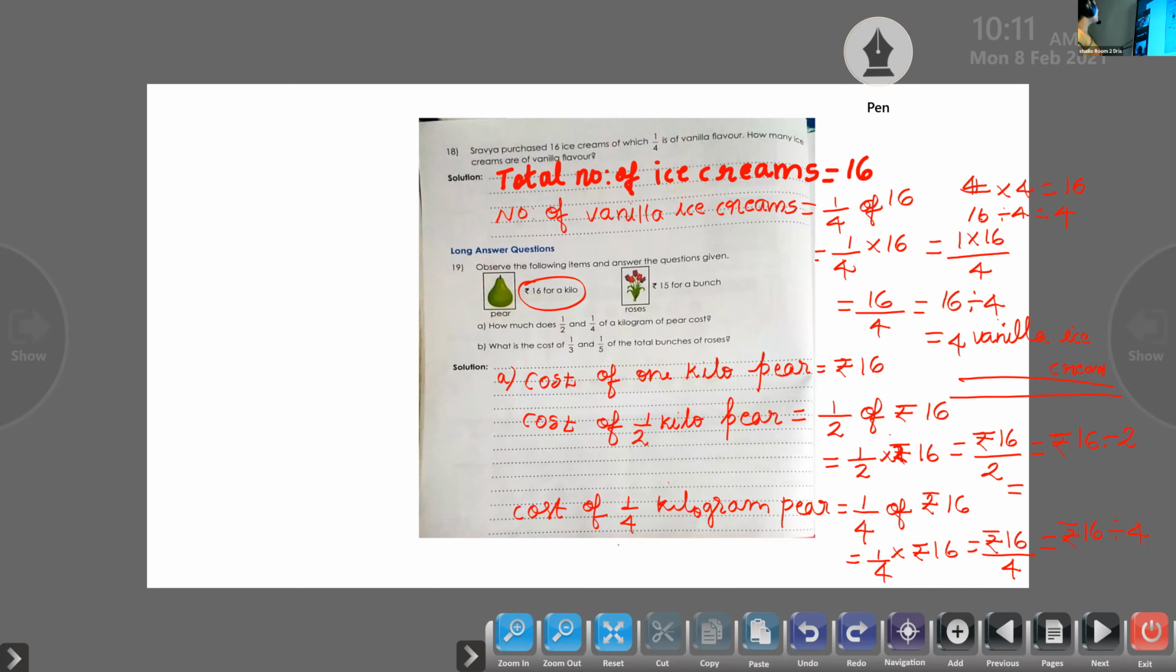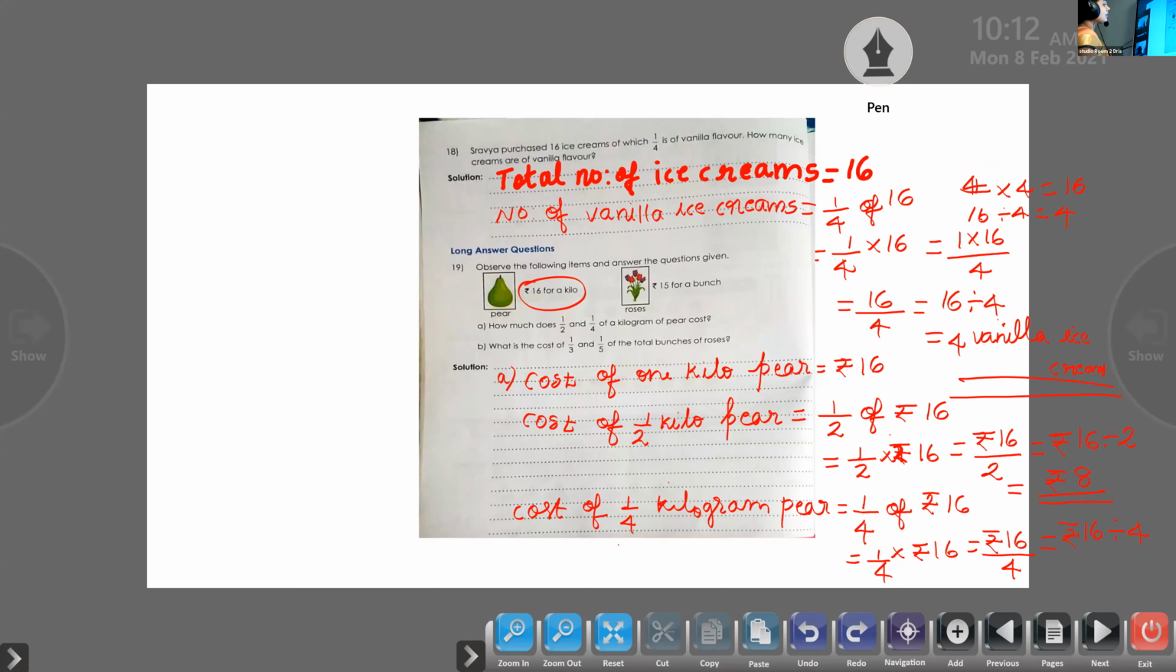16 divided by 2, what you will get? 8. Very good. Rupees 8. So half kilo, if 1 kilo pear costs rupees 16, half kilo pear costs rupees 8. 1 kilo rupees 16, half kilo rupees 8.